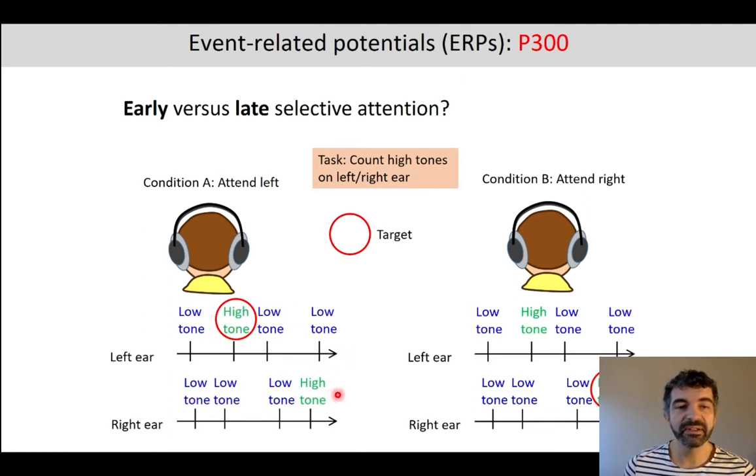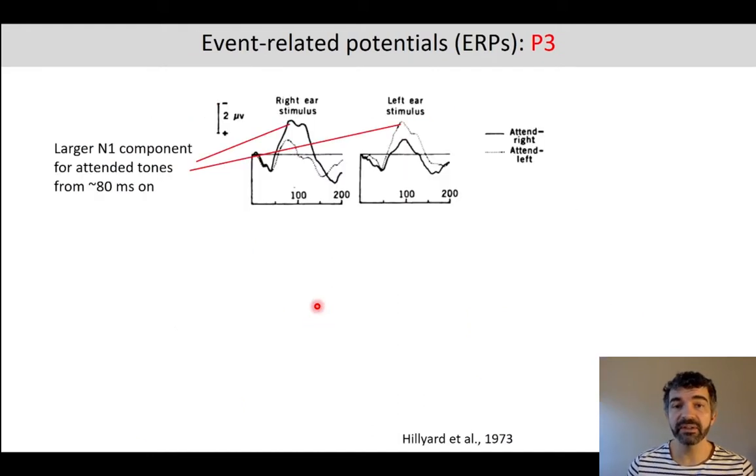So filtering is happening on the level where you can just focus on one ear and then disregard the other ear. Whereas target identification is what's happening in each ear. So you need to tell apart the target tones from the distracted tones. So how does the ERP respond to that? Well, the N1 component that is related to sensory gain is reduced from around 80 milliseconds on.